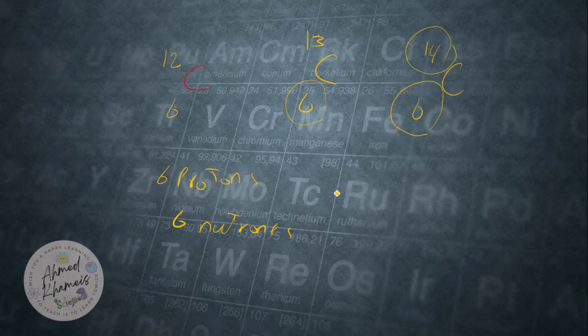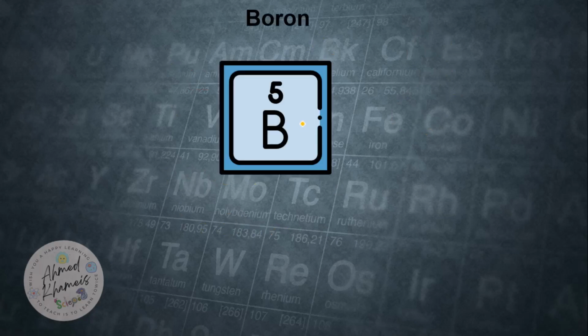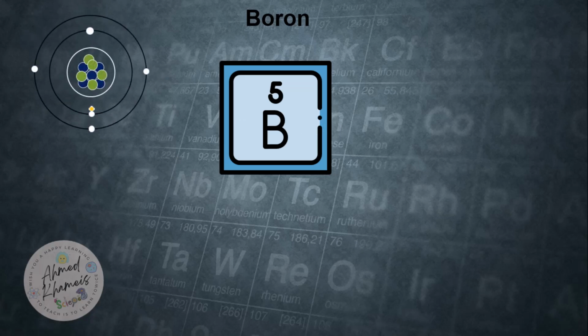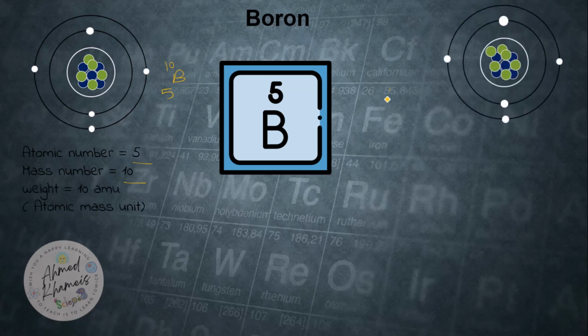And for atomic weight, we know this is boron, atomic number 5. We have 2 isotopes of boron. We have boron 10, which has atomic number 5 and mass number 10. So its weight is 10 atomic mass units. And we have boron 11, which has atomic number 5 and mass number of 11.